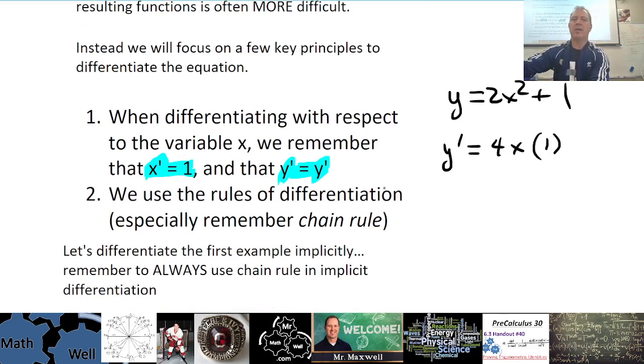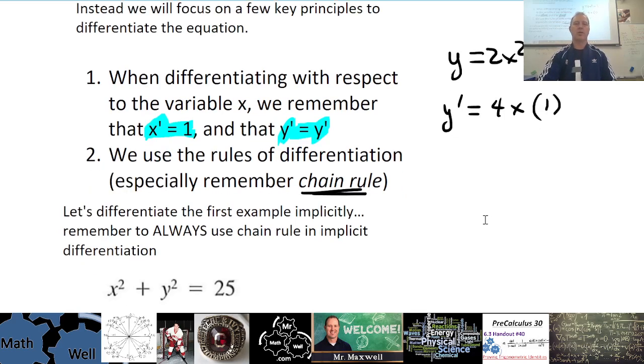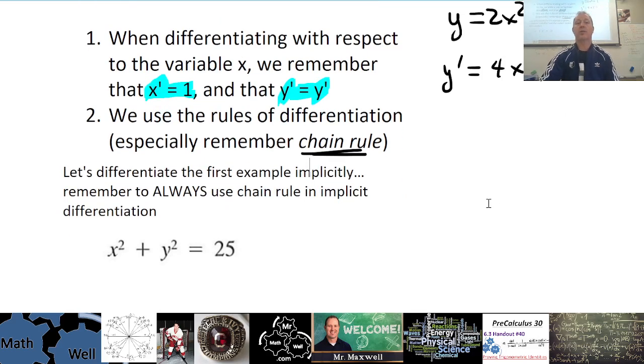The other thing we want to remember is we use the differentiation rules just as we normally would, like all of the rules I mentioned earlier. But especially we want to focus on the chain rule. You need to think about the chain rule when you're doing implicit differentiation, and you need to think about the chain rule for every single term. That'll become more obvious as we go through some examples. So those are a couple things we want to remember at the outset.